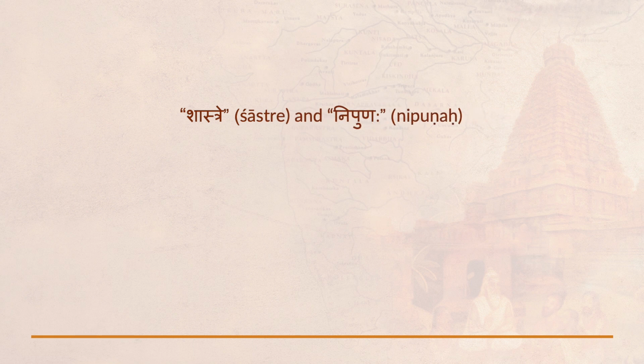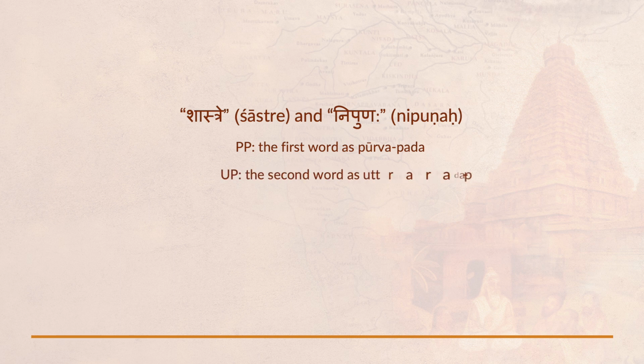Let us consider two words. One is shastre, another is nipunaha. Shastre means in shastra, nipunaha is one who is an expert. So let us say we want to put these two nouns into a single noun. Let the first word be called Purvapada. Shastre, let it be Purvapada, as you see here. And the second word an Uttarapada.